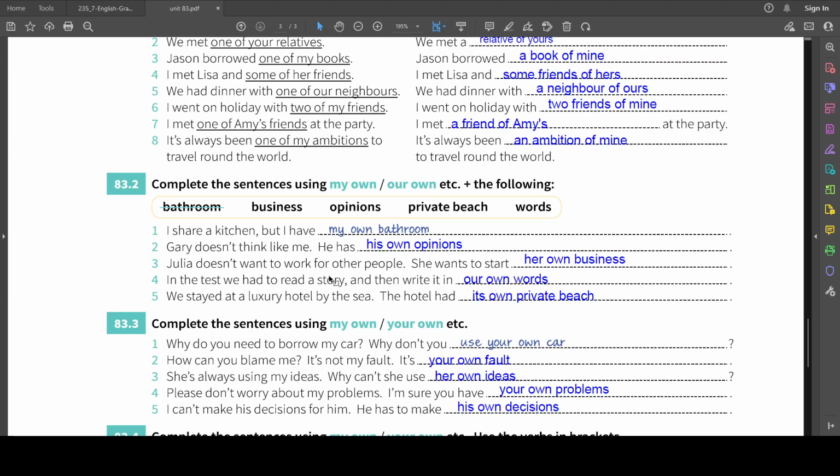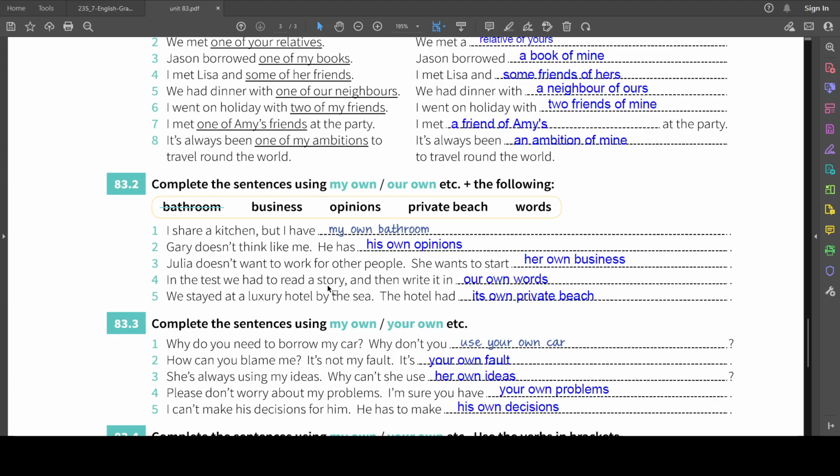Julia doesn't want to work for other people. She wants to start her own business. In the test, we have to read a story and then write it in our own words.